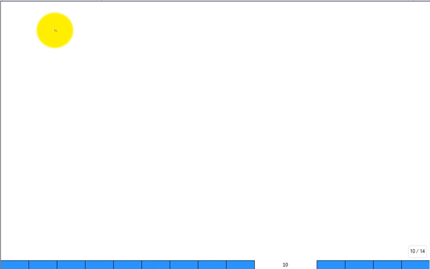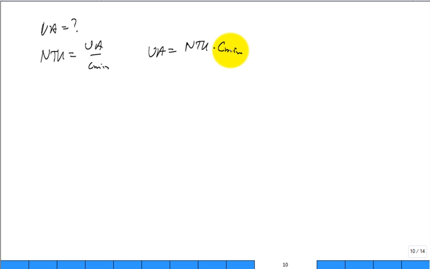So what I need to do is find UA. To find UA, the number of transfer units is UA over C min. Hence, if I could get the number of transfer units, then UA is equal to number of transfer units times C min, right? All right, how do I find the number of transfer units? Well, I'm going to look for a function of effectiveness and the ratio of heat capacity rates.